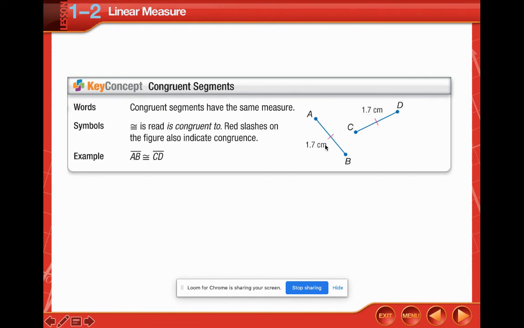So whenever you see a red slash, that means it's congruent. If you see 2 red slashes, that also means they're congruent. If you see 3 red slashes, that also means they're congruent. But if you see this one has one red slash and this one has two, they're not congruent. They have to have the same number of slashes to be congruent.